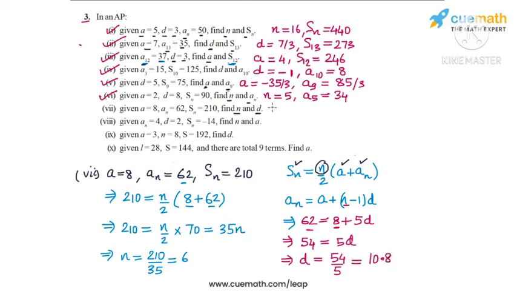So the answer to part 7 is that n, the number of terms, is equal to 6, and d, the common difference, is equal to 10.8. So that completes part 7. Now let's do part 8.